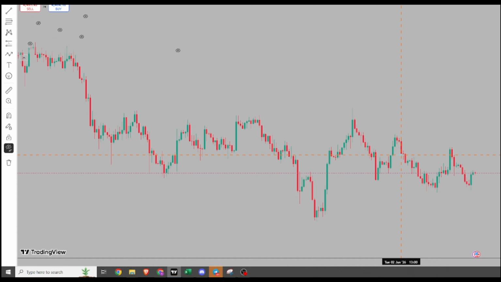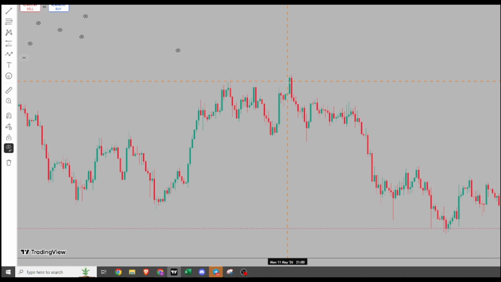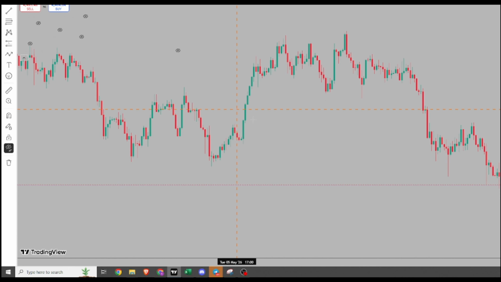If I place it here, how many times is it touched? That is your key level. And it's not like, oh, this is a key level because price goes through it so many times. No, it's not, because if price is going through it so many times, price isn't touching and reacting. If price is going through your key level, that's not a key level, because a key level is where price is touching and reacting.